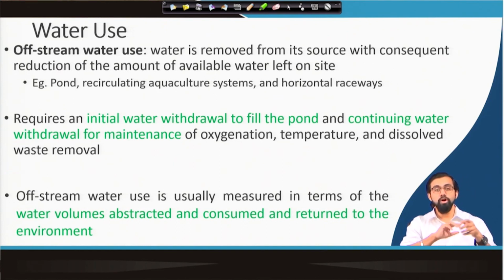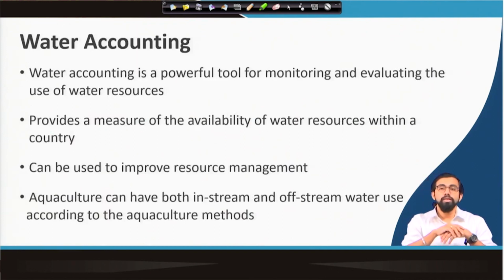So this upstream water use is usually measured in terms of the water volumes that are abstracted, consumed, and returned to the environment. Based on that, we measure the upstream water uses, or the offsite water uses, of our farm or of our aquaculture tank or aquaculture pond, whatever it is. One of the major things that we need to know in this matter is water accounting.